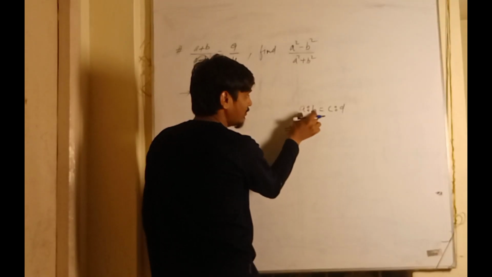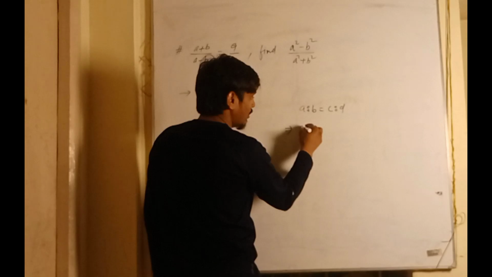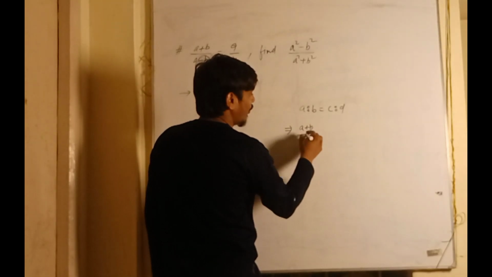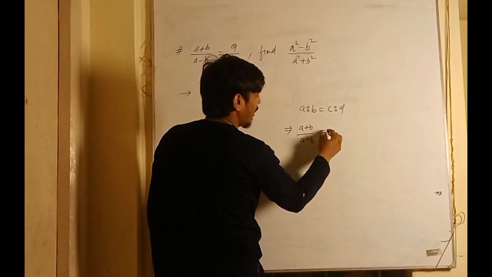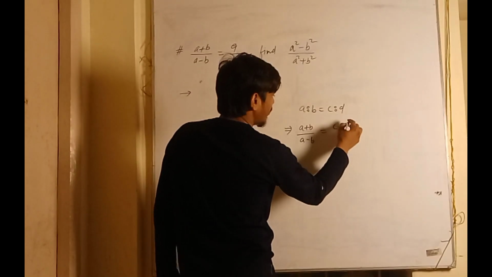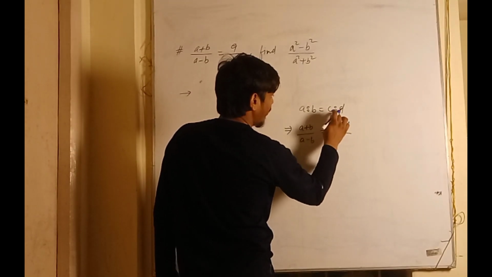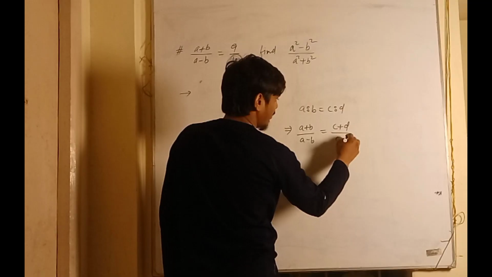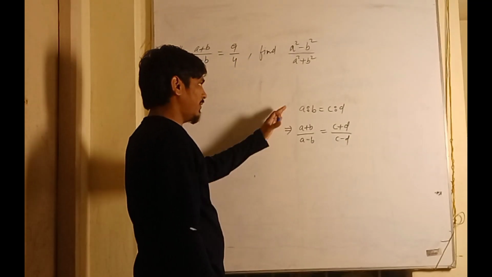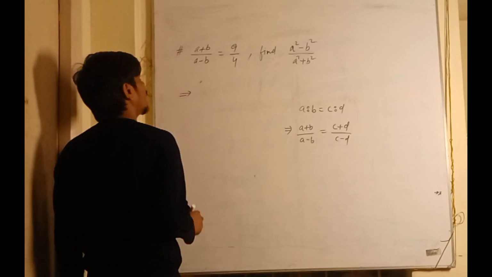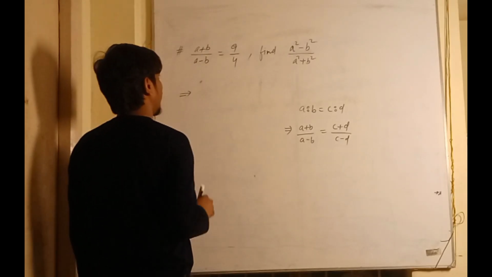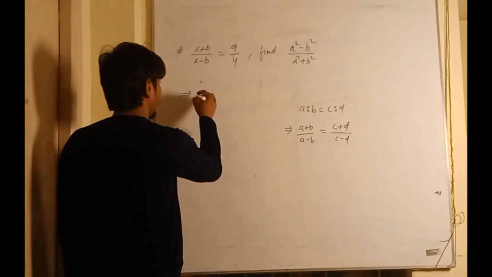The sum of these two over the difference of first minus second is equal to the sum of these two, and in the denominator the difference of first minus second. Then this will be equivalent. So we can apply the same here. We are given (a+b)/(a-b) is equal to 9 by 4.